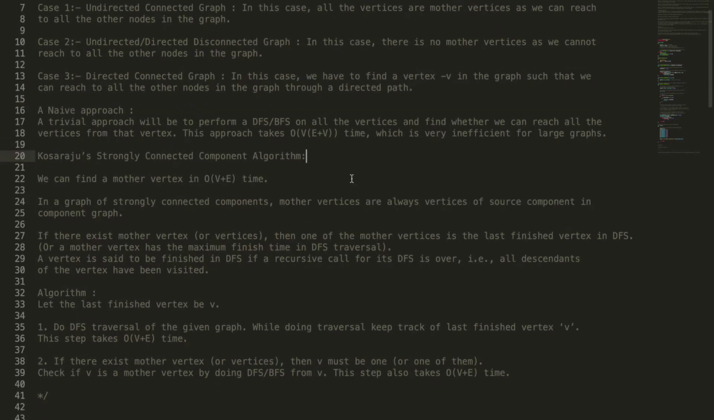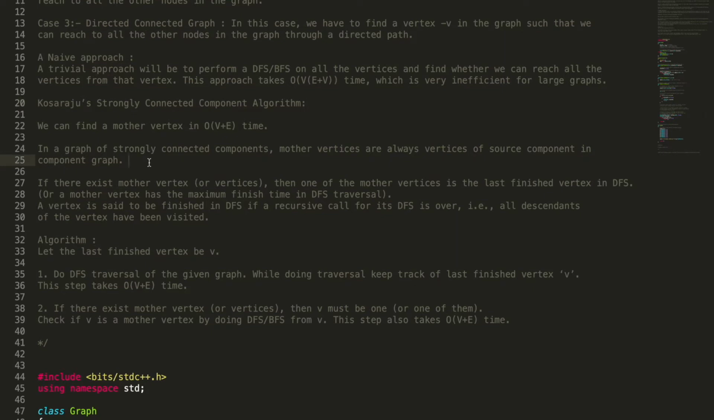A better approach is based on Kosaraju's strongly connected component algorithm. You can study more about this algorithm. In this case, when you find a mother vertex, you will be able to find it in O(V plus E) time. In a graph of strongly connected components, mother vertices are always vertices of the source component in the component graph. So if there exists a mother vertex or vertices, then one of the mother vertices is the last finished vertex in DFS, or a mother vertex will have the maximum finish time in DFS traversal.